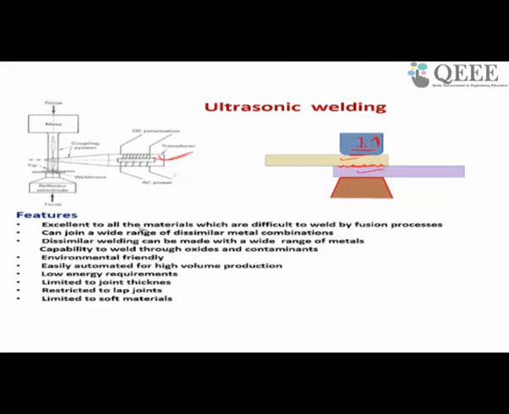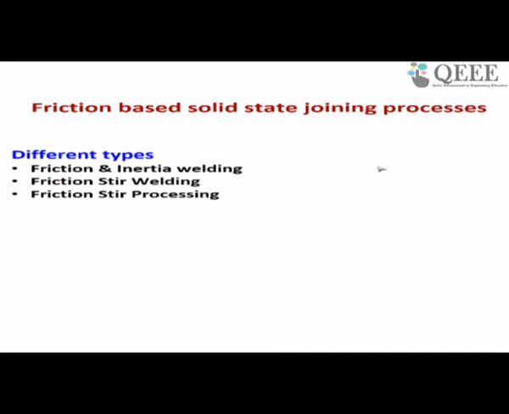So the features are excellent to all materials. Dissimilar metals can be joined with a wide range of metals, with the capability to weld through oxides and contaminants. The limitation is that it should be a ductile material, because you are deforming at high frequency. So the material should have high ductility, and you can only do it in lap configuration. If you want to join in butt configuration, it is not possible. You can only do it in lap configuration. This is about ultrasonic welding.